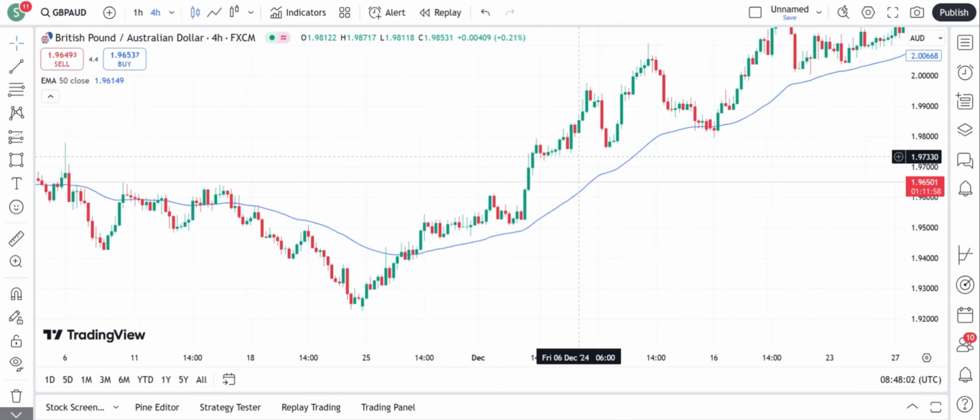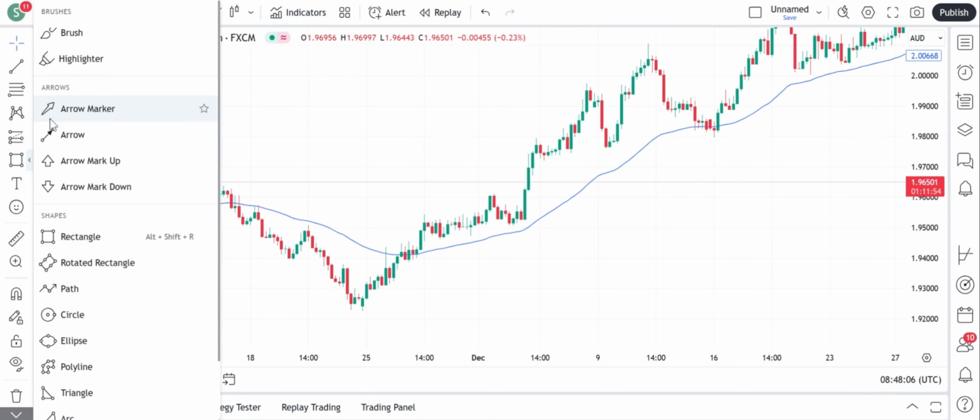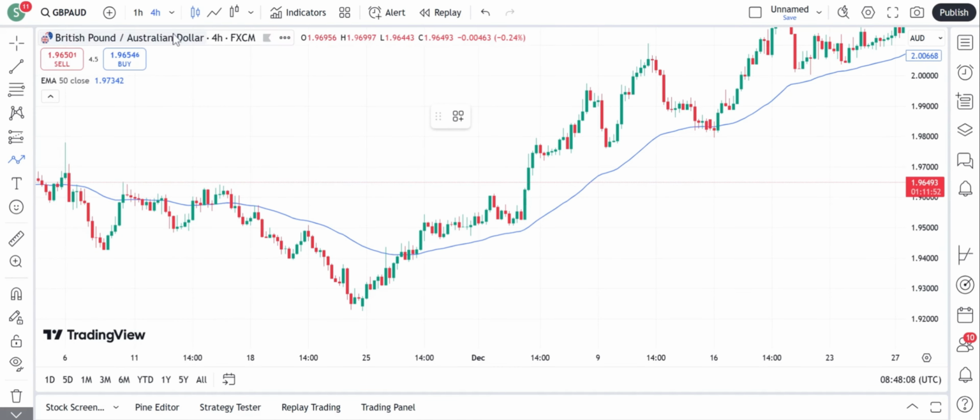So for example, we have a trend here. This is a higher time frame. We are using H4 and H1. So this is a very simple way you can trade. You can also modify it to scalping and also swing trading. So for example, we have this for just day trading.